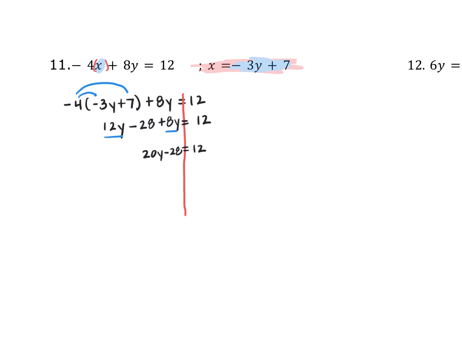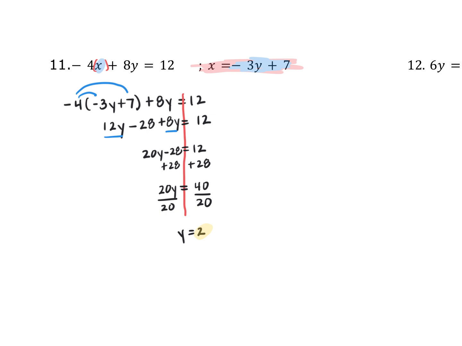Okay, to get rid of that minus 28, I'm going to add 28. Which leaves me with 20y on my left side. Equals 12 plus 28 is going to give me 40. If I wanted to get that y by itself, I'm going to divide by 20, divide by 20, and I get y equals 2.